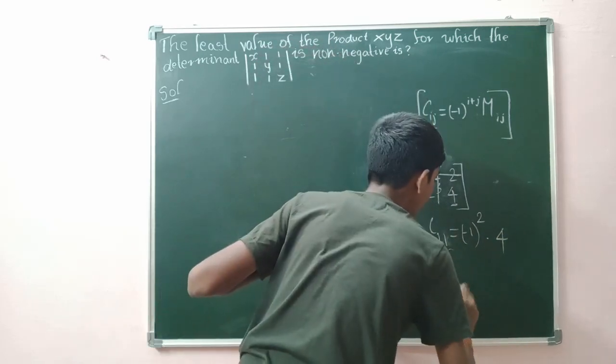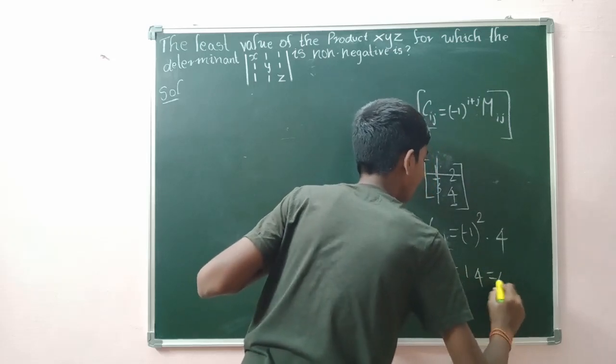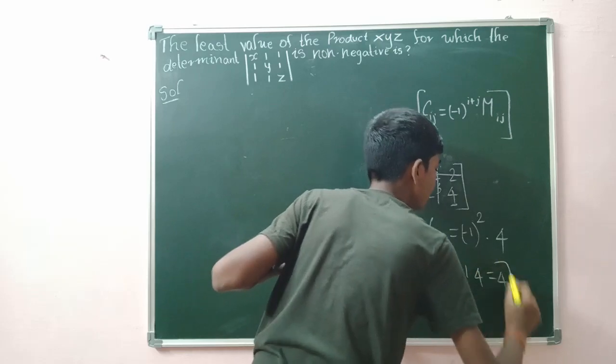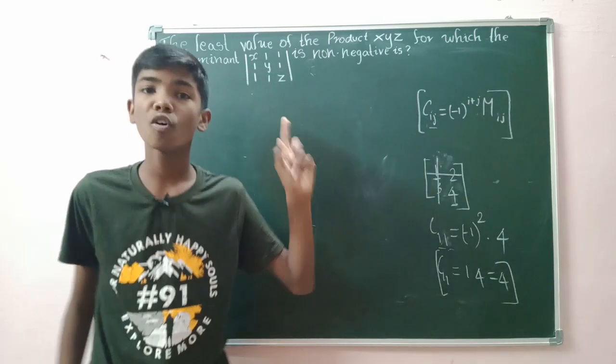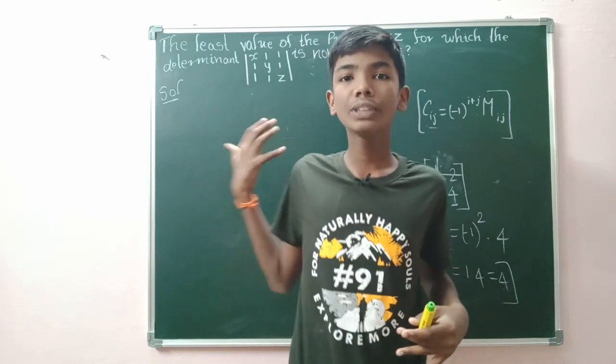Now C11 will be equal to (-1) squared, which is 1. So 1 into 4 is 4. Therefore, the cofactor of that particular element is 4. This is how we need to find the cofactor. That is the concept we are going to use here to find the determinant.